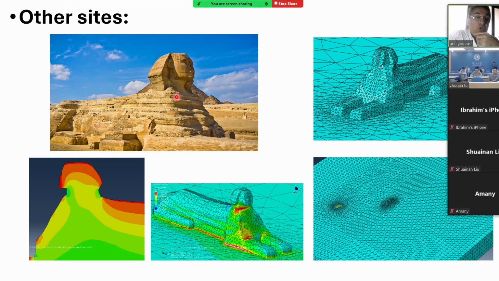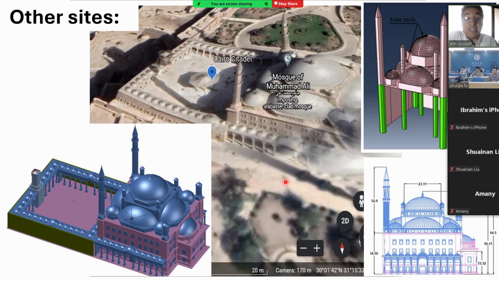Then we decided to use the same idea for other monuments. I have one guy who is joining us in the Zoom meeting now. He's working on the Sphinx, because the Sphinx here is very weak at the neck area. So we were able to get the dimensions and the model of the Sphinx, and we are currently designing this vibrating barrier for the Sphinx, and also we have done this for the Cairo Citadel, which is located in Cairo.